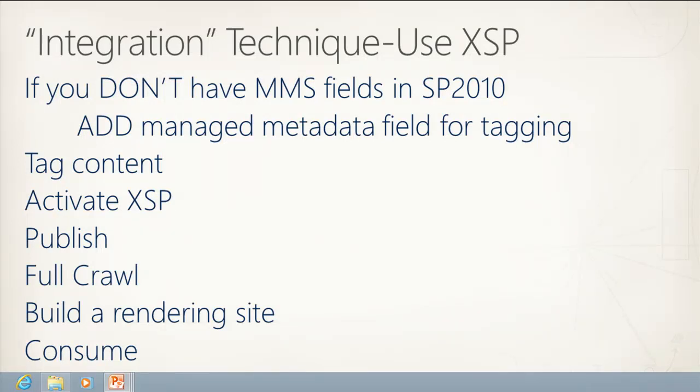You want to tag your content. You want to activate the cross-site publishing feature on your site collection. After you do that, you're going to do a full crawl. After you've tagged your content, the full crawl is then going to pick up, activate those, push those over to tag and term sets, push those into the search index, and now you're able to take advantage of some of the search-driven pages on the rendering side.